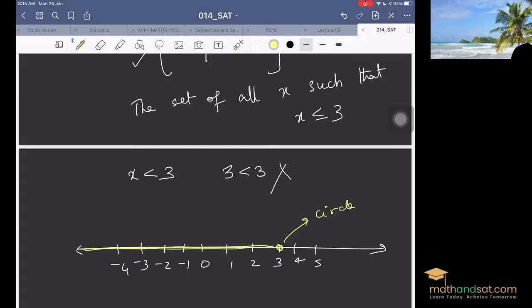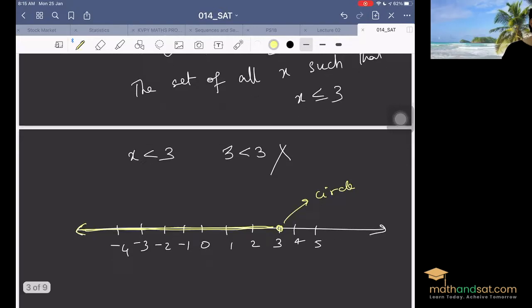Okay. This is how you represent it. What does that circle indicate? It indicates that the number 3 is missing. The number 3 is not included in the solution set. So any number less than 3 forms a solution set. It is going to have an infinite number of numbers in the set, right?